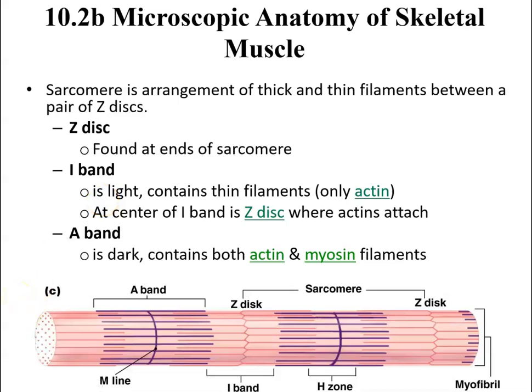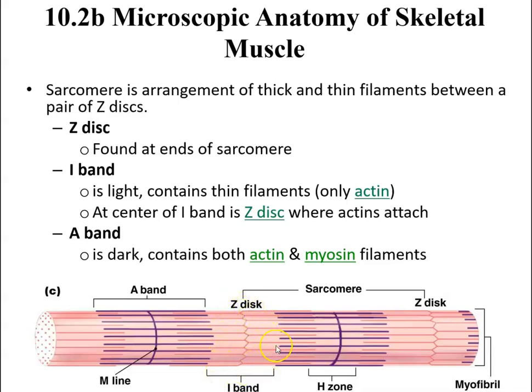Okay, so we said the sarcomere is going to be the functional unit of muscle. The sarcomere is an arrangement of thick and thin filaments between a pair of Z discs. Okay, and Z discs are found at the ends of the sarcomere. They're where the actin filaments attach.